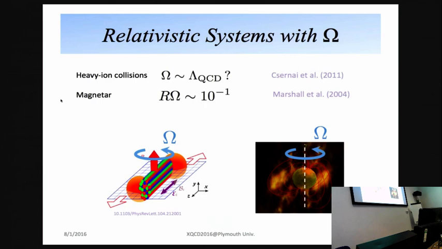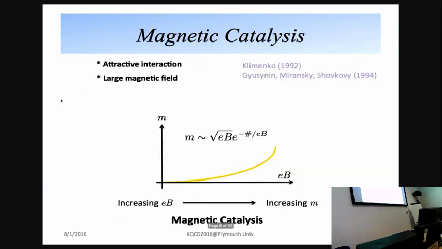The more important thing is that these two systems have rapid rotation, and about heavy ion collision, we can discuss the chiral vortical effect. So if you discuss these two systems, then you have to consider not only the magnetic field but also rotation. Before going to our discussion, let me review the magnetic effect on the chiral symmetry breaking.